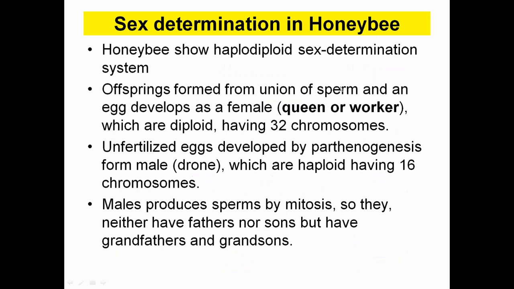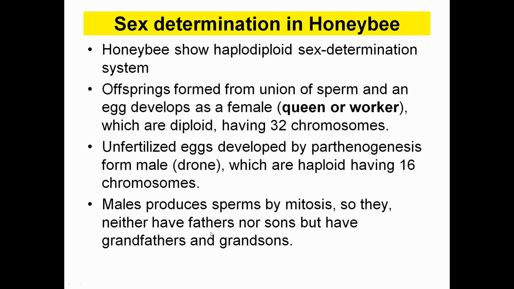Now comes the sex determination in honeybee. Honeybees have a different sort of sex determination. Here queen or worker bees are the females and have a different sort of organization altogether. Unfertilized eggs are going to develop into the drone, and the male produces sperm by mitosis. This is a very, very important part. So they have neither fathers nor sons, but have grandfathers and grandsons.